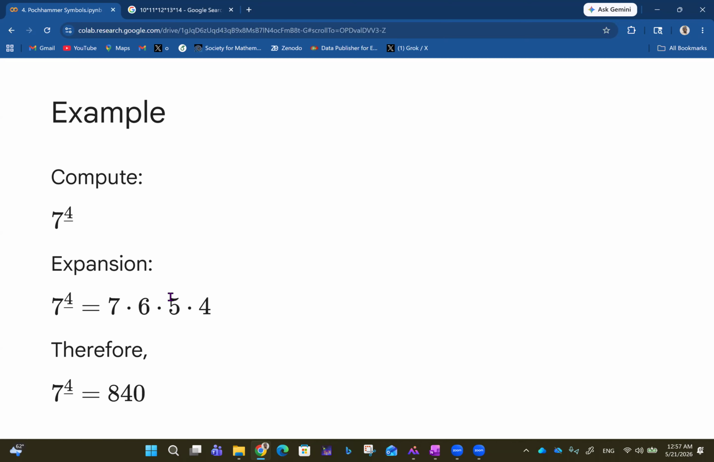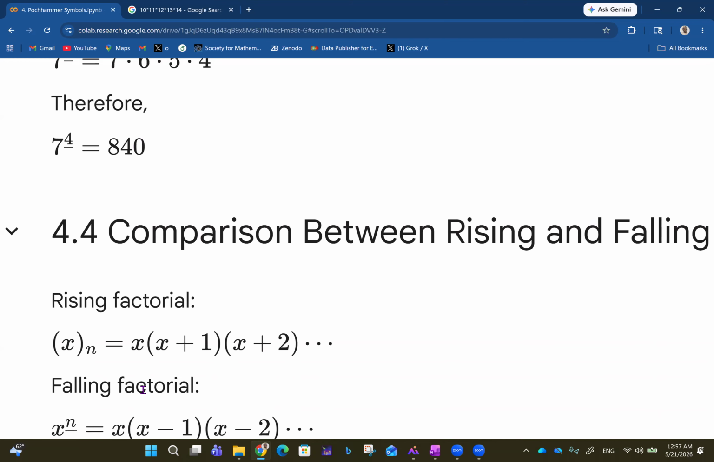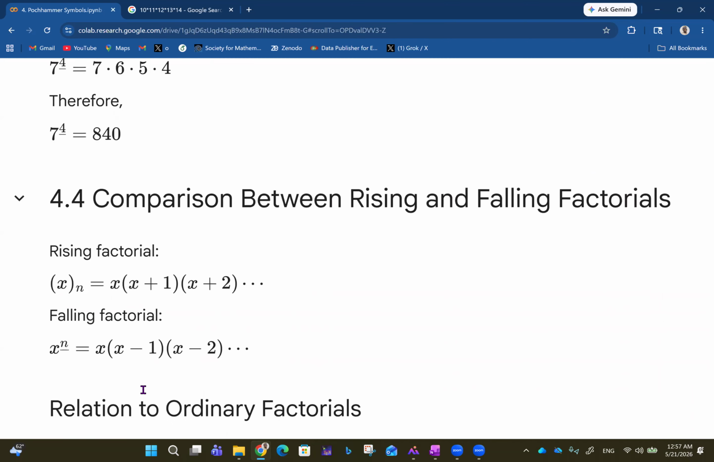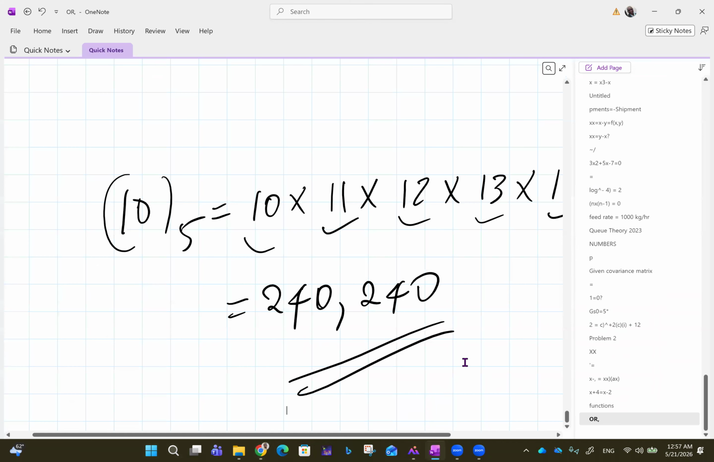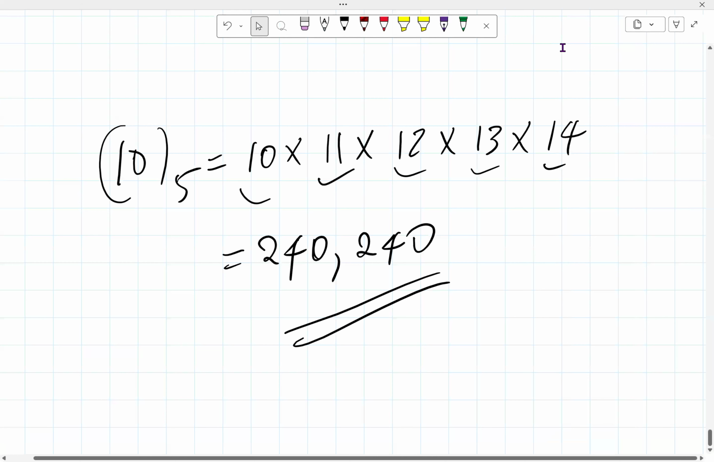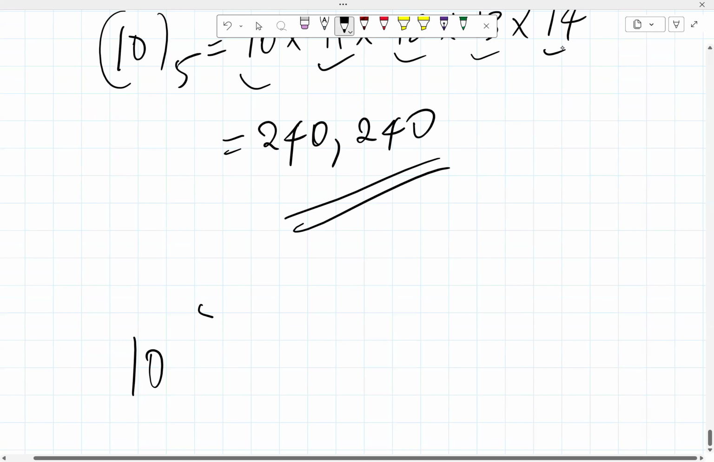So 7 times 6 times 5 times 4. That's like 20 times 4, 20, which is 840. So therefore, 7, 4 like that is 840. So now, I'll just go back and do what I did before with 10, 5. Okay. So for 10, 5, now maybe I have 10, 5 like this.